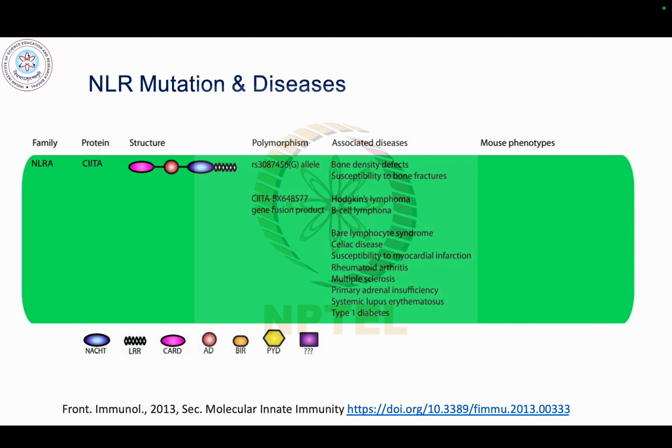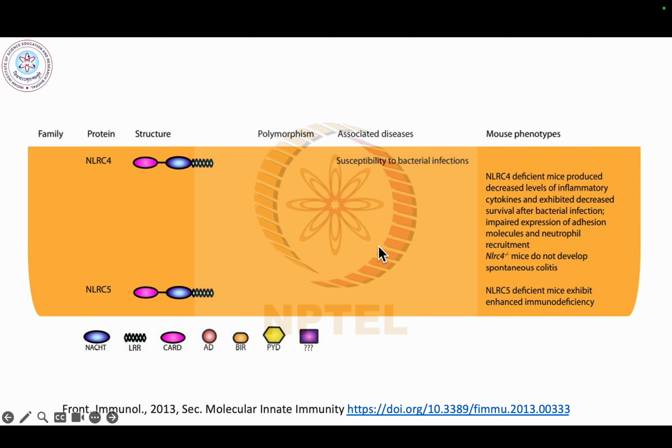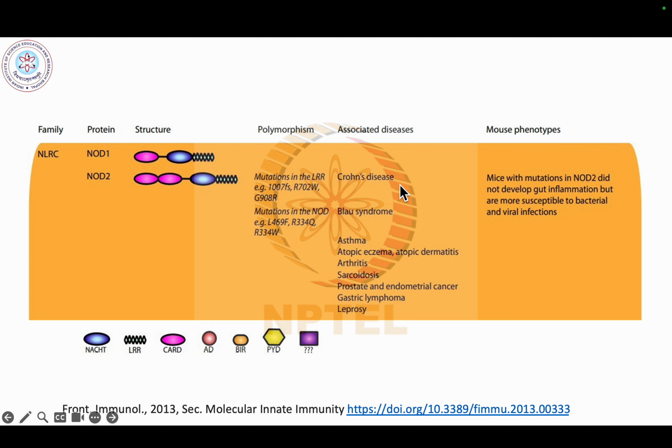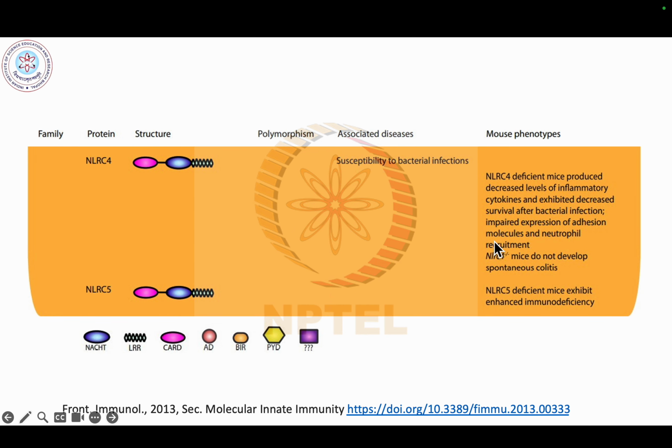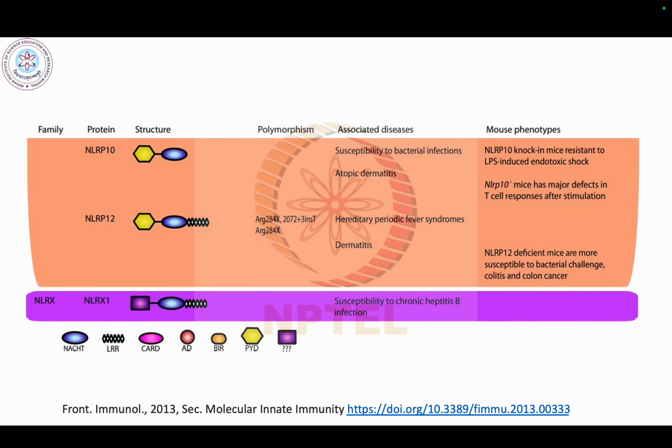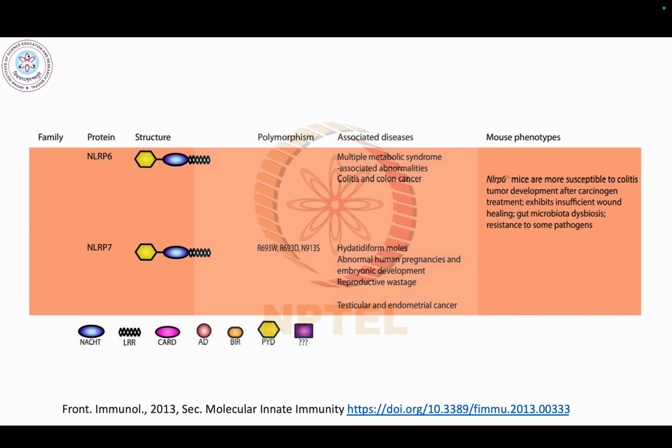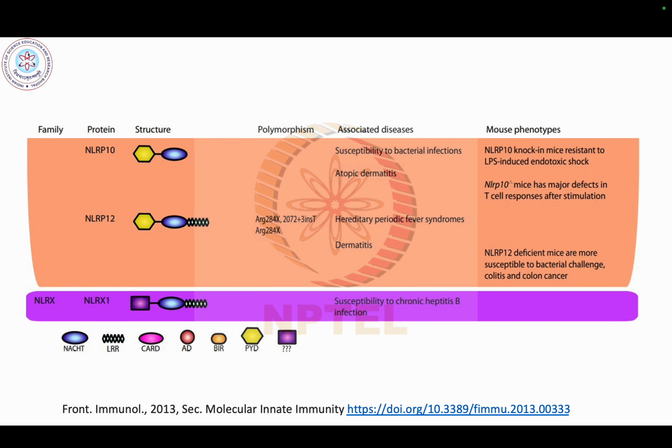So this is an example of different NLR mutations and different diseases. Crohn's disease is associated with NOD2 mutations in the LRR, for example R702W. Mice with mutations in NOD2 did not develop gut inflammation but are more susceptible to bacterial and viral infection. So again, there are different proteins which have different mutations and they are associated with certain diseases.